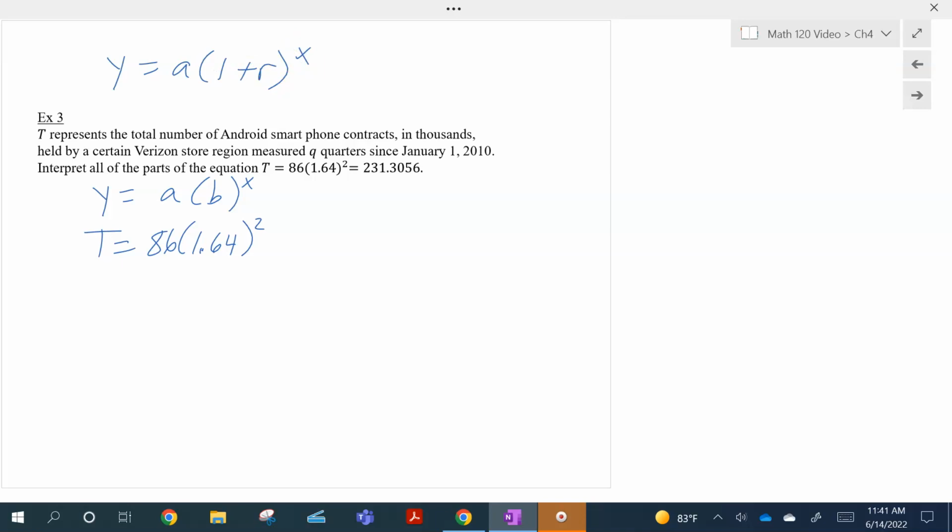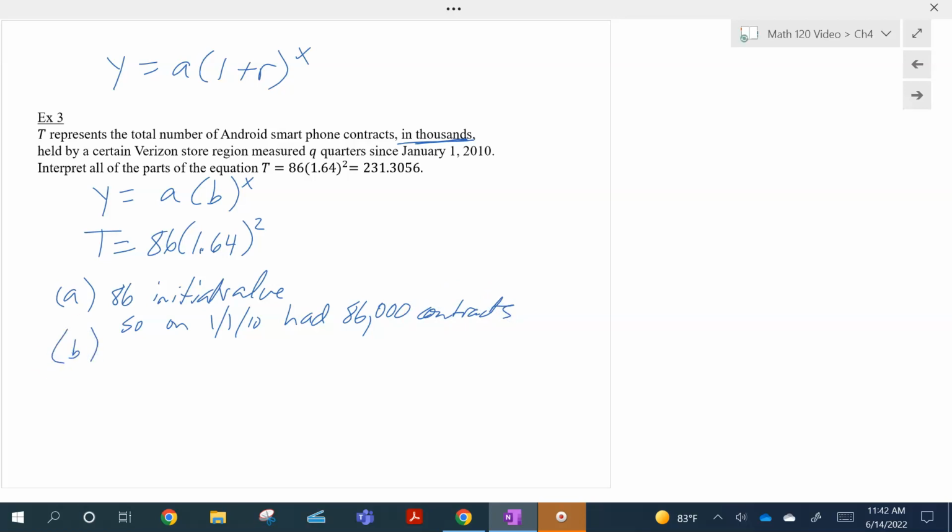So let's interpret that first, because we're supposed to interpret each part of this equation. 86 is the initial value. So on 1/1/2010, the region had 86. Remember, this is in thousands. So 86,000 contracts, Android phone contracts.